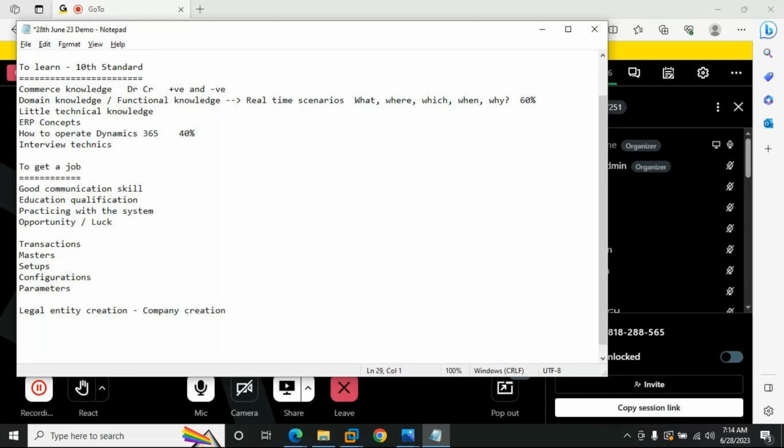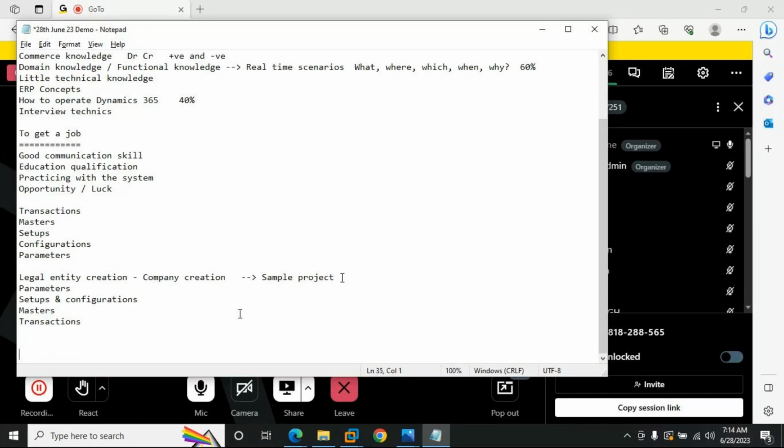Next, I will do config parameters, setups and configurations. Then I will do masters. Next, I will do transactions. So this is indirectly a sample project. You are going to practice. This is the sample project creation process. I will explain it one time, but you need to practice a minimum of 20 to 25 times.